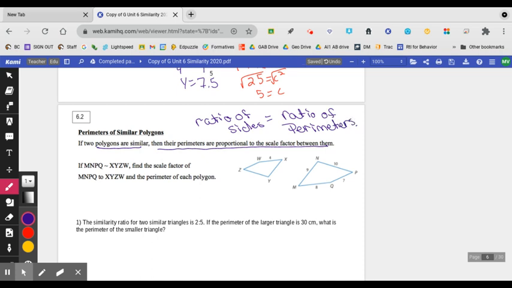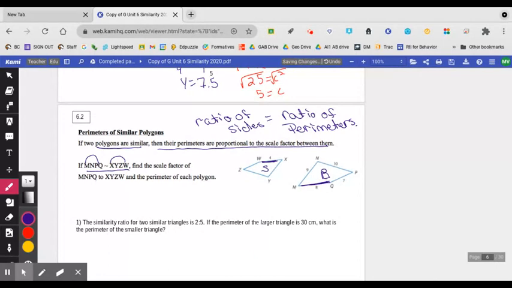So in this one, we know they're similar. So I need to find the scale factor of MNPQ, so the bigger one to the smaller one. So first, I notice that I only have WX in the smaller one. So I need to figure out what side corresponds with WX. I can kind of look at it and spin it around, but I can always use the name. So WX is the first and last letter. That means it corresponds with MQ, which is the first and last letter. So WX and MQ are my corresponding sides.